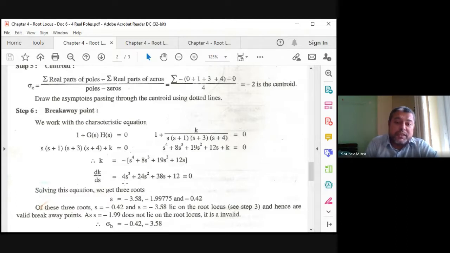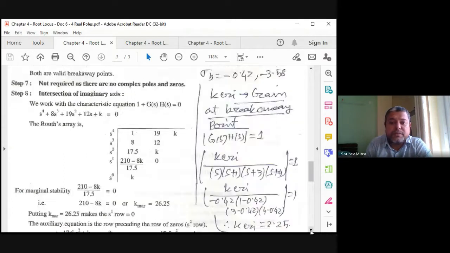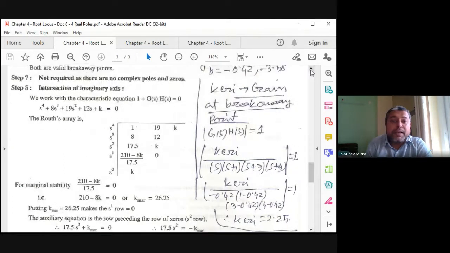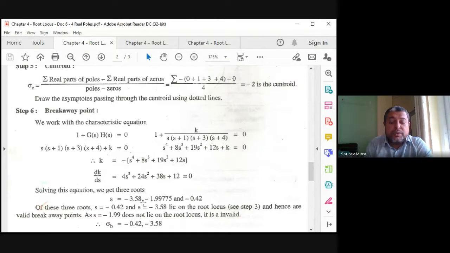As soon as you are solving this, first 1 plus G(s)H(s), you find the characteristic equation. From there, write down k is equal to all the things you take to the right hand side, then dk/ds equal to 0. You have to solve this equation by using the calculator, and you find 3 values of breakaway points. Then you have to apply logic. Which values are possible? The first value is minus 3.58, then minus 1.99, that means minus 2 approximately, and minus 0.42.